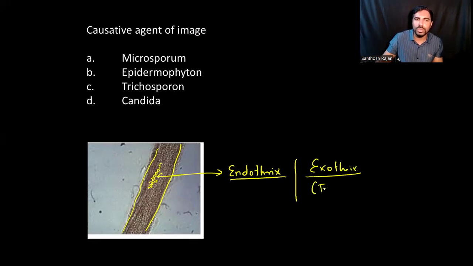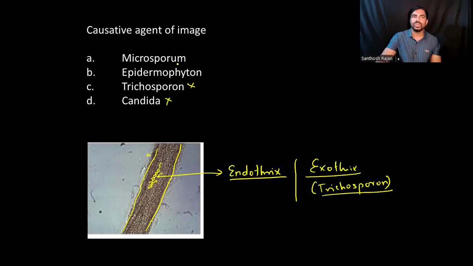For ectothrix, the most common is Trichosporon. Trichosporon, not Trichophyton. Trichosporon is totally another thing. Here we don't see anything outside, so Trichosporon is out. Candida will not be this picture either, so that is out. So your fight is between Microsporum or Epidermophyton.